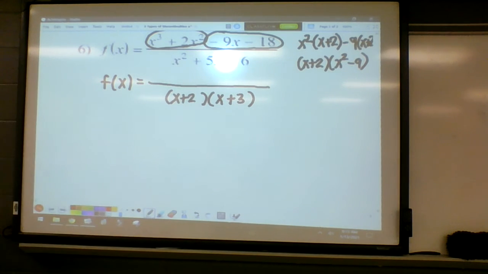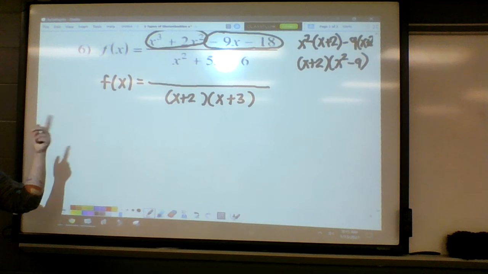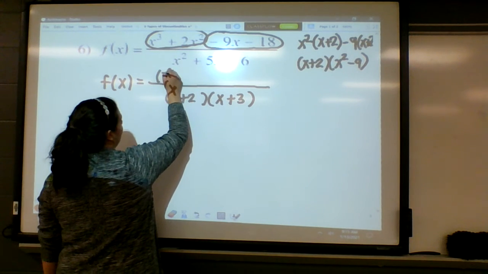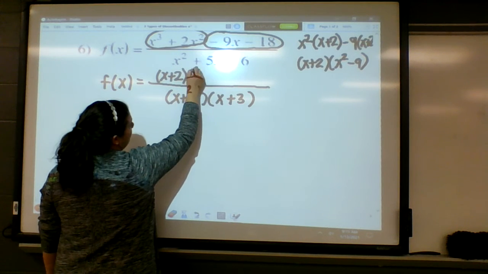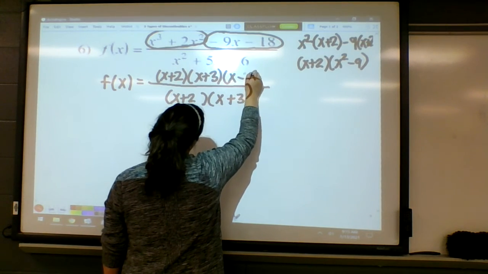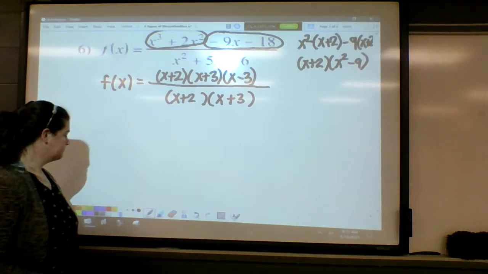Yes? Yeah. And then technically, there's a difference of squares. You should recognize those, all right? We've talked about them a ton. Start recognizing those difference of squares. X squared minus 9 is a difference of squares. So it factors as x plus 3 and x minus 3. All right, so we have x plus 2, x plus 3, and x minus 3.